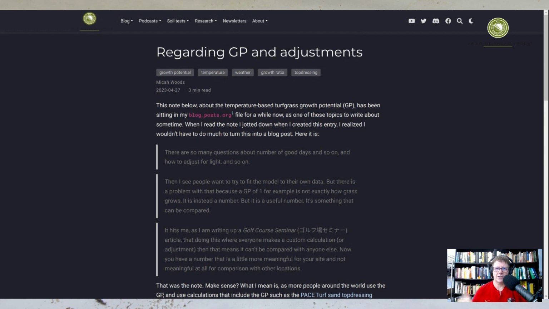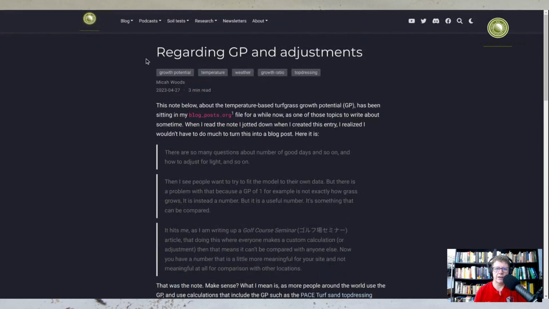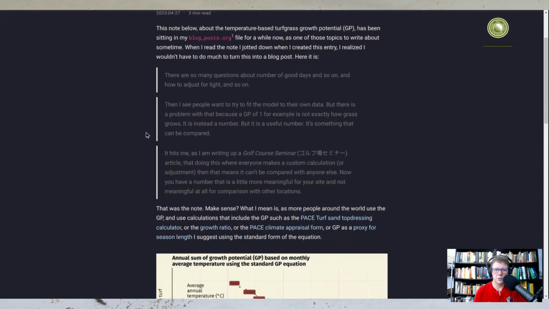And they use it as a tool, and they use it for comparison for things that Pace Turf has developed and things that I have developed and then shared. Some of those things include the climate appraisal form. I wrote about this in the blog post. The blog post that we're talking about is titled Regarding GP and Adjustments, and it is on the ATC website, and there's a direct link to it in the show notes.